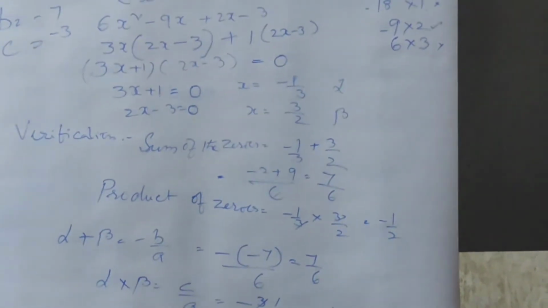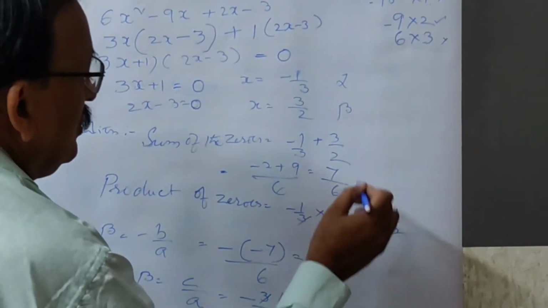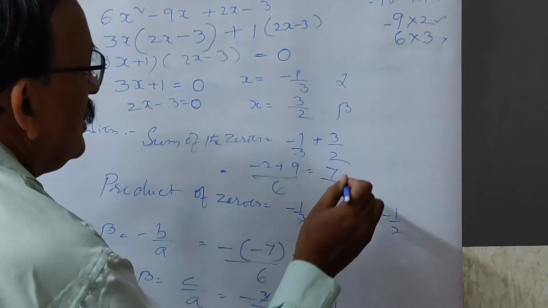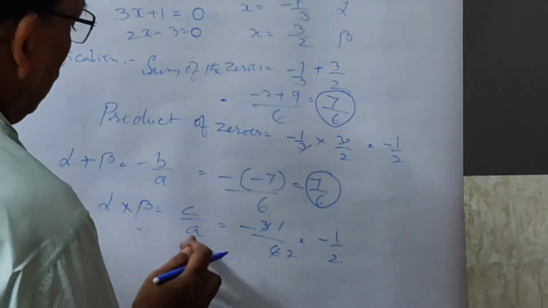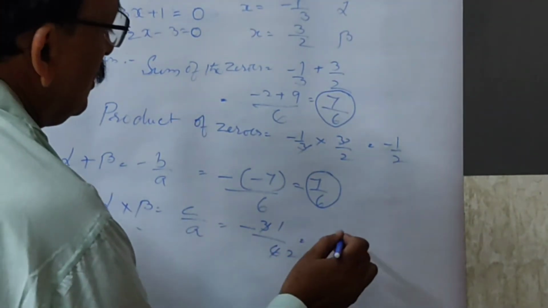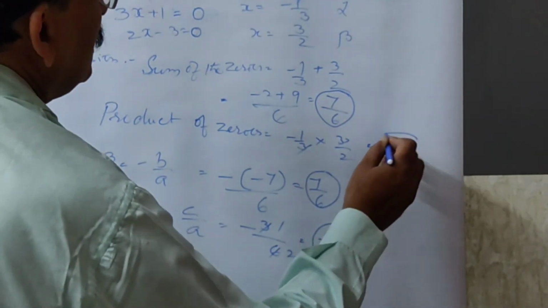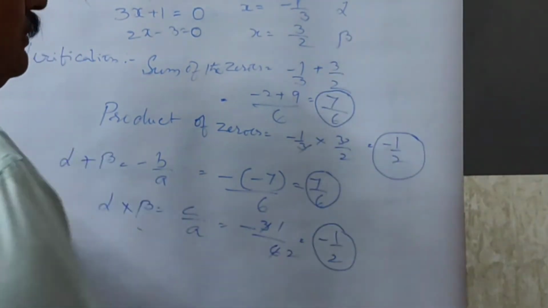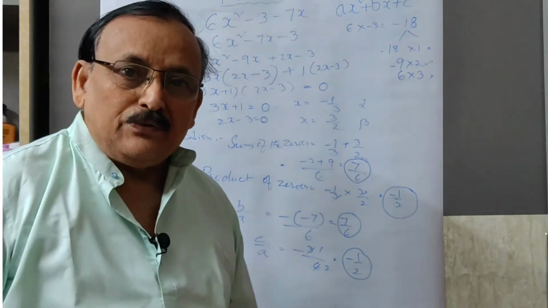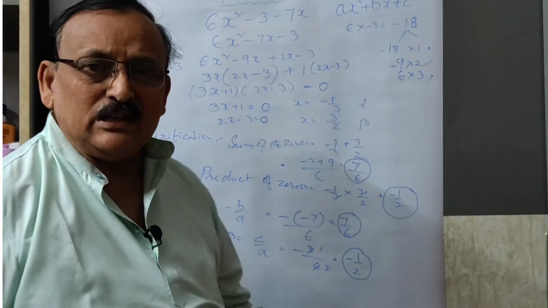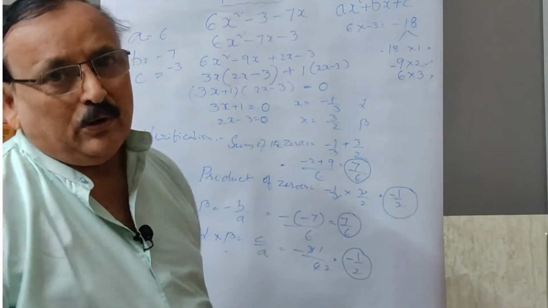Now check. Here alpha plus beta is equal to minus b by a. Sum of the zeros is equal to 7 by 6, and 7 by 6 is equal. And then product of zeros, alpha into beta, c by a is equal to minus 1 by 2, and here also the product of the zeros is minus 1 by 2, equal. Now we have verified the zeros with the coefficients. We have to write the last statement also: we have verified the zeros with the coefficients of the given quadratic polynomial.